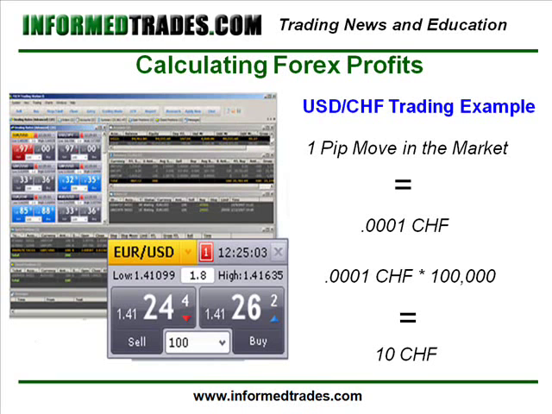Okay? Since the calculations are done for you on the platform, don't worry if you don't understand all the math here. The two things that it's important to understand are that for any currency pair where the US dollar is the second currency in the pair, the value of a 1 pip move in the market will always be $10. For any currency pair where the US dollar is not the second or counter currency in the pair, the value of a 1 pip move in the market will vary depending on the exchange rate of whatever currency is in the second spot of the currency pair.